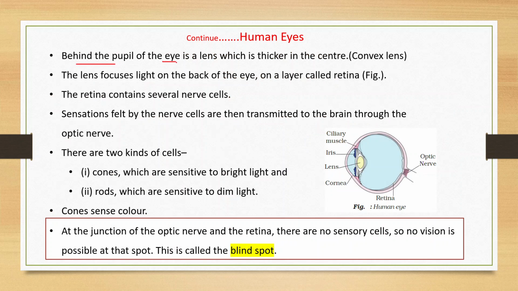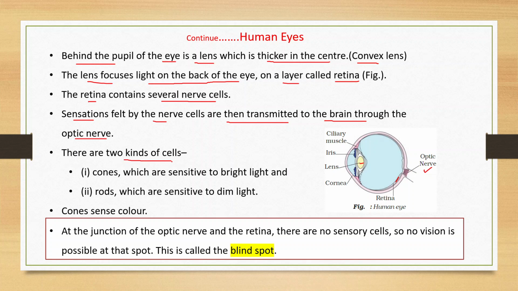Behind the pupil of the eye is a lens which is thicker in the center, and the lens which is thicker in the center is known as convex lens. See this. This is lens. The lens focuses light on the back of the eye on a layer called retina. This big part is called retina. The retina contains several nerve cells. Sensations felt by the nerve cells are then transmitted to the brain through the optic nerve. Okay, this is optic nerve.